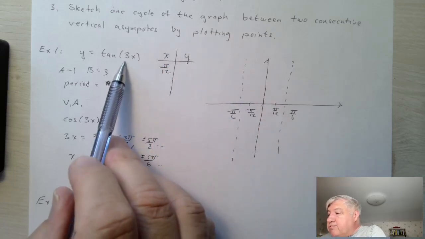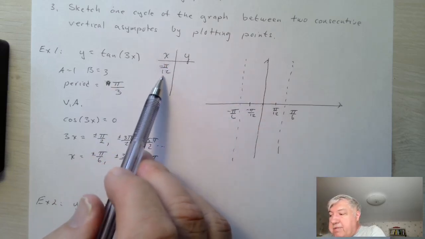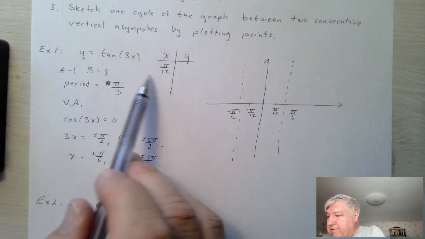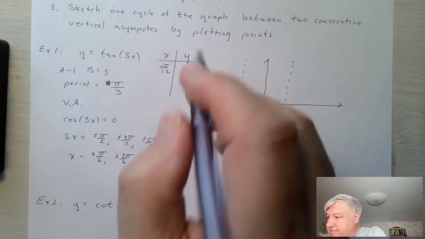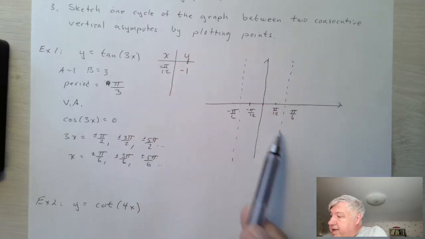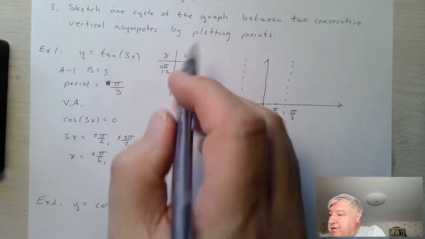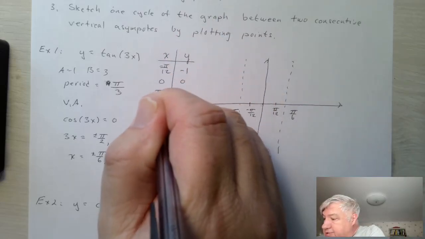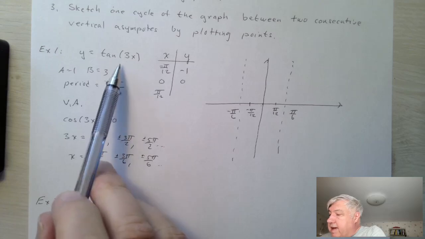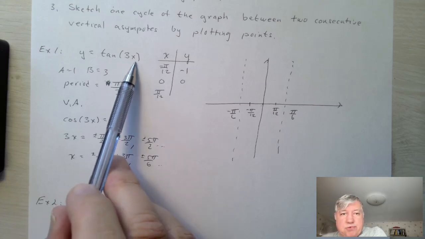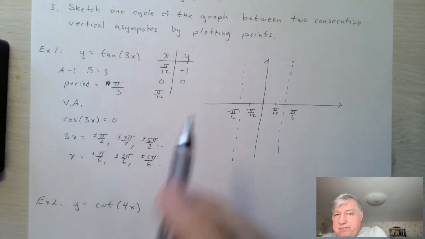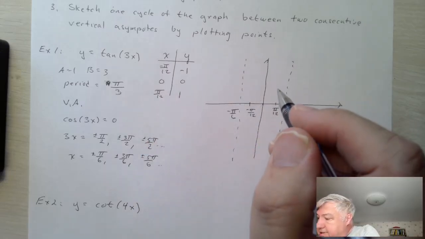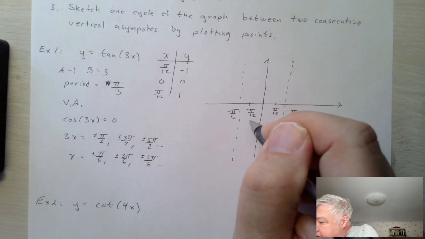Negative pi over 12 times 3 would be negative 3 pi over 12, which is negative pi over 4, which is negative 45 degrees. So this tangent is going to be negative 1. And when x is 0, this is the tangent of 0, so that's just 0. And at pi over 12, you can see that this will be tangent of 3 pi over 12, that's tangent of pi over 4, that's 1. Okay. All right, so you get these 3 points here.